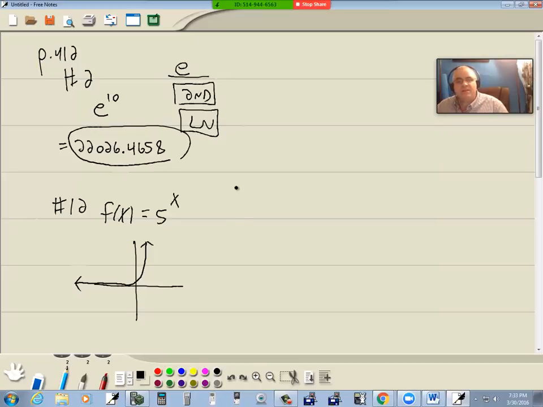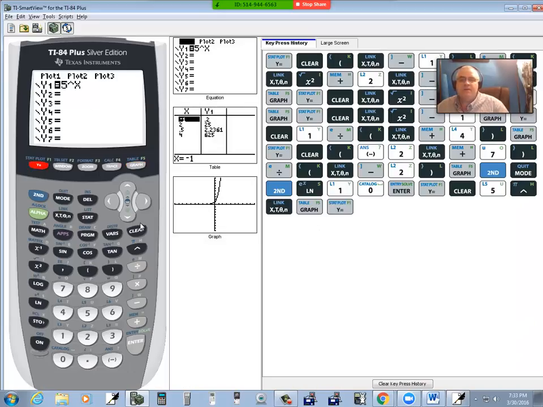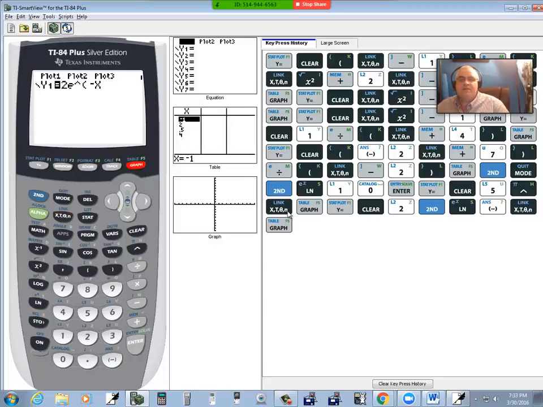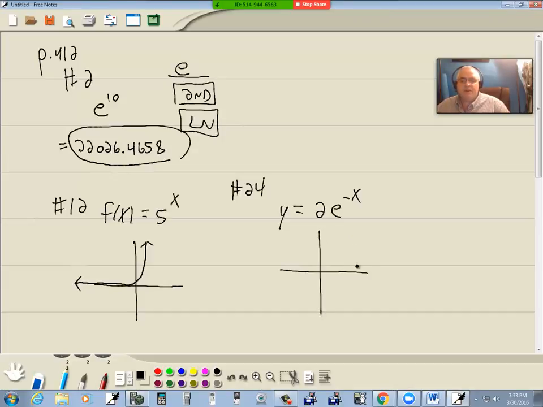Let's look at number 24. We've got y is equal to 2e to the negative x. So if I go to y equals, clear. Now the e, when I do 2, to get e I have to do second ln, same as before. And that puts my e caret beginning parentheses, and then I'll put a negative x, and then press graph. You're going to find most of these graphs look pretty much the same. This is flipped across the y-axis, looks like.